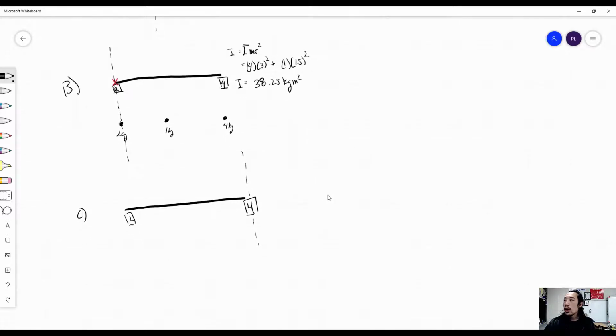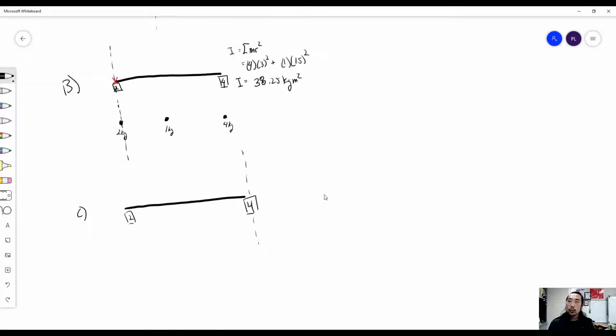All right, so instead of rotating it around the leftward-most point, we're going to be rotating it around the rightward-most point there. Okay, so if we were to rotate it around there, remember, once again, we're rotating it as a system of particles. So we have the 2 kilogram particle here, we have this 1 kilogram here, and then we have this 4 kilogram object here.